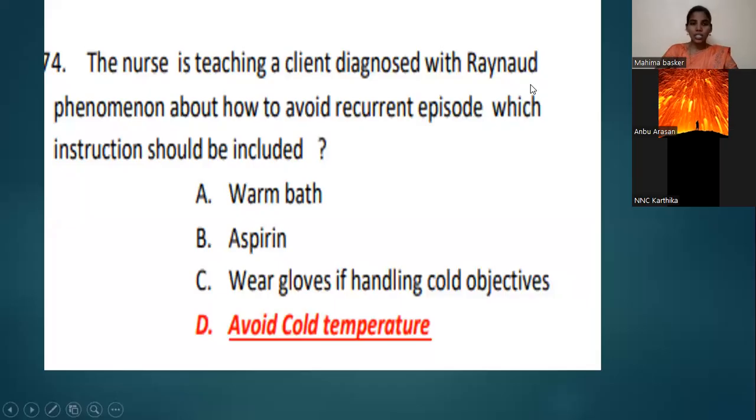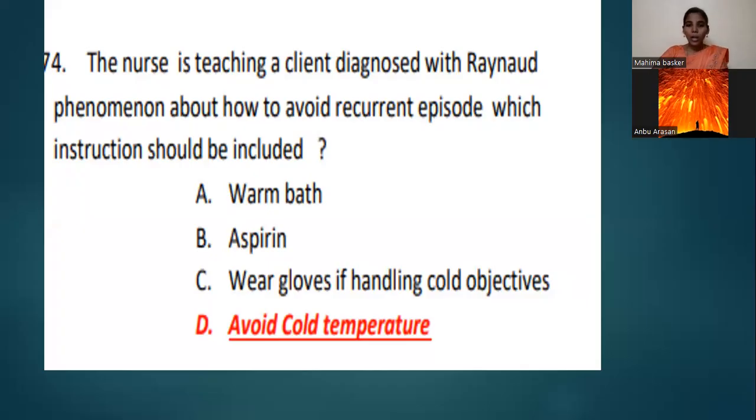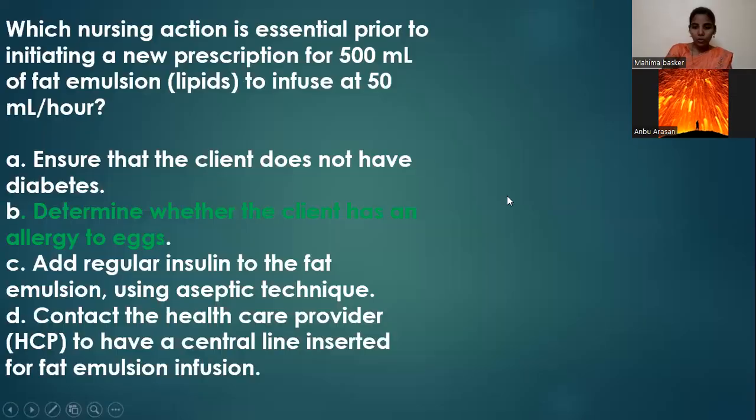So here the question: the nurse is teaching a client diagnosed with Raynaud phenomenon. Okay, Raynaud phenomenon we have already seen in the cardiovascular system. About how to avoid recurrent episodes, which instruction should be included? So here the answer: Raynaud syndrome is because of cold. So avoid cold temperatures is the answer. Okay, so this is the answer. We'll move on to the next question.